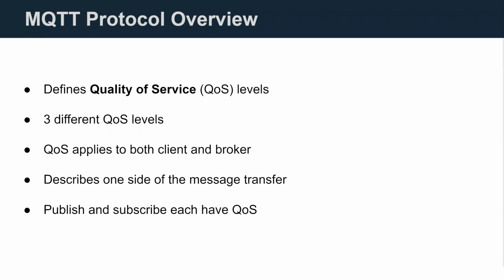Quality of service is useful for defining a message's integrity. So things like network capability, tolerance for missing data, and tolerance for duplicate data are all considerations when choosing the quality of service level.